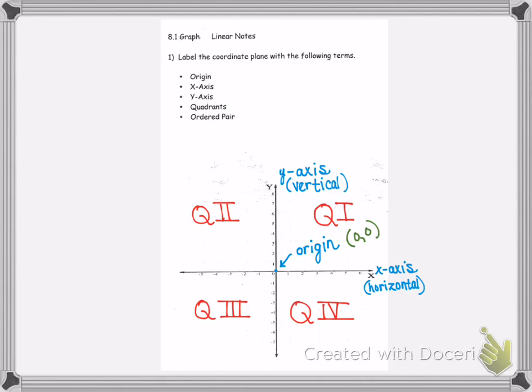The next thing is I also went ahead and labeled the x-axis, which is horizontal, and the y-axis, which is vertical. You'll need to know that vocab later on when we talk about slope, so it would be good to also label that on your coordinate plane.